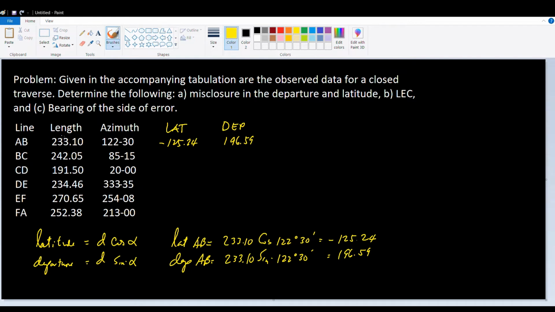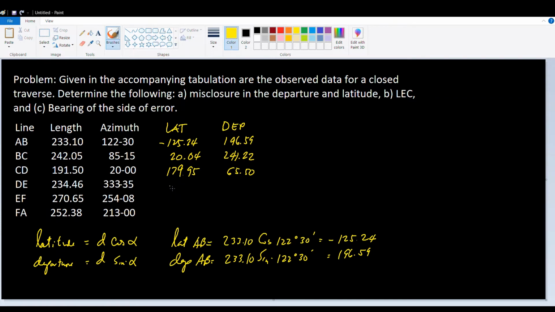For line BC, the length is 242.05 times cosine of 85.15, which is 20.04. As for the departure, it will be 241.22. Both positive. No? Azimuth of 85 is in the northeasterly quadrant, so both latitudes and departures are positive. For CD, the latitude is 191.50 times cosine of 20, which should give us 179.95. And then, as for the departure, 191.50 times sine of 20, that is 65.50. Again, both positive.